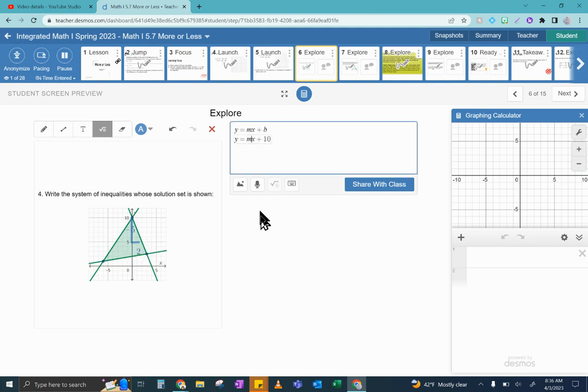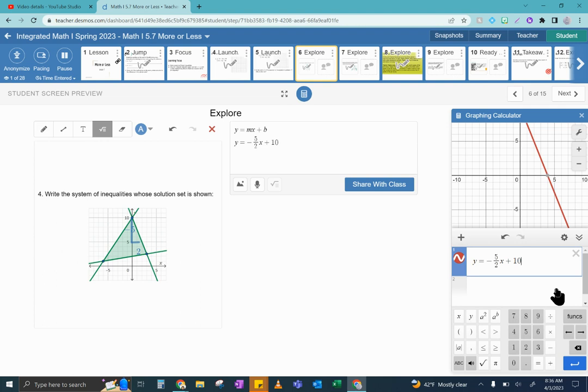So instead of m, I'm going to write -5 divided by 2, and that's my slope. I'm going to take this equation and graph it and check to see if it did what I wanted it to do. Doesn't that look like this? Yes, it does. So now I want to shade it.